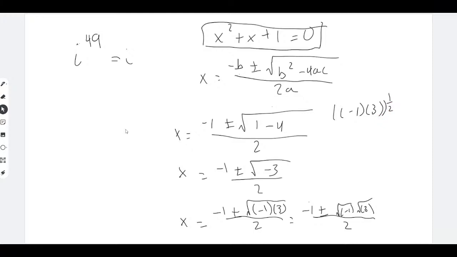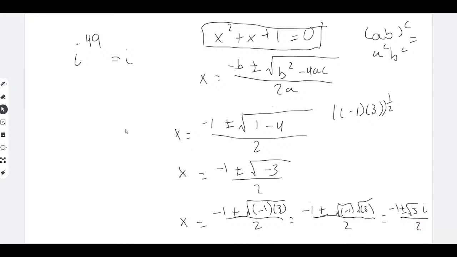And then exponent properties: if you have ab to the c power, you can also say that this is a to the c power times b to the c power, right? So that's basically what we're doing here. We're putting the radicals on each of the numbers separately. And then the square root of negative 1, we said that was a special variable, right? We set that to i. So we can say that the square root of negative 1 is i. And then we have negative 1 plus or minus square root of 3 times i, over 2.